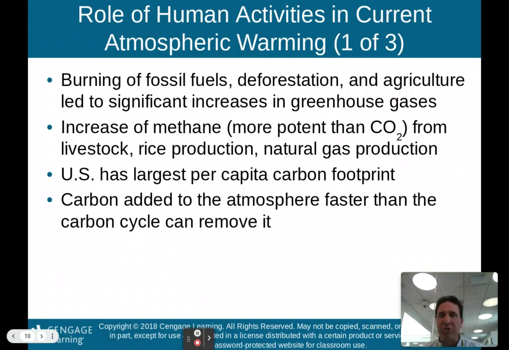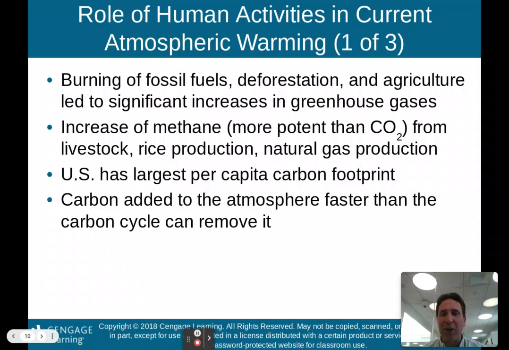Well, the burning of fossil fuels, deforestation, and agriculture has led to significant increases in greenhouse gases, right? It's all coming together. We've talked about fossil fuels. We talked about deforestation. We talked about industrialized agriculture this year. And now we're tying it all together here in the final chapter. It's all leading to a significant increase in those greenhouse gases. We also have an increase of methane, again, more potent than carbon dioxide, right? About 25 times more or so potent than carbon dioxide from a warming potential. And we get that increase from livestock, rice production, and natural gas production, like we spoke about in previous chapters.